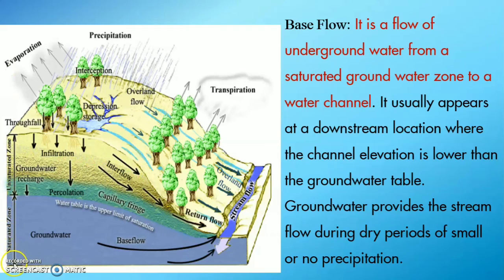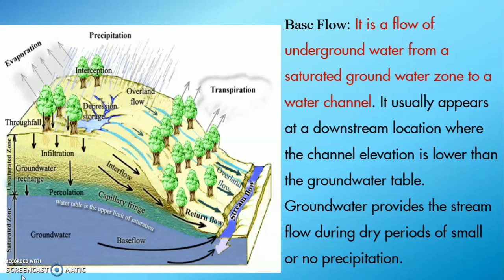water channel. Children, base flow usually appears as a downstream location. See children, here the water channel, that is the rivers, lakes and other water bodies are at a lower level than the groundwater table. Only then the base flow will take place. That is the flow of water from the groundwater zone to the water channel.